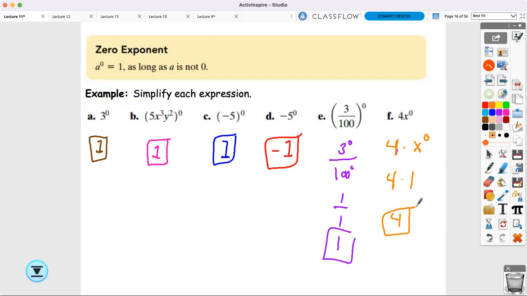It just depends how they're inputted in the expression that determines if everything becomes 1 or if it's just one letter and not the coefficient. You need to know the difference between parentheses and no parentheses, and so forth. Any questions on any of these examples?